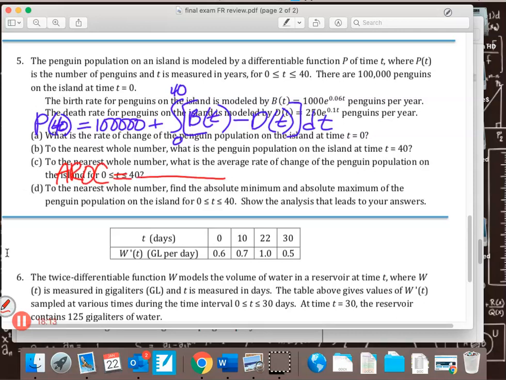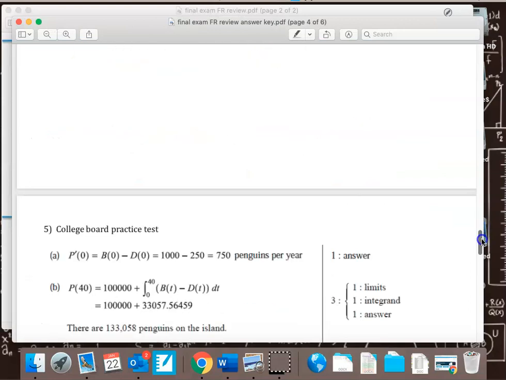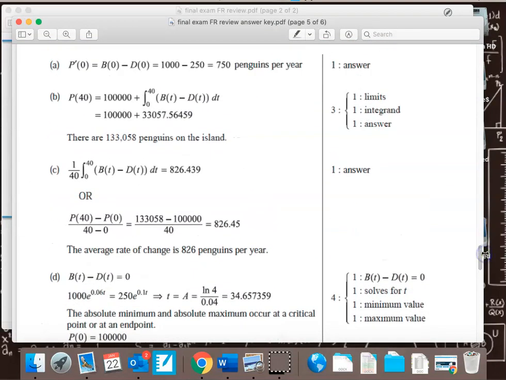would be the number of penguins at P of 40. I'll write it out. P of 40 minus P of 0 over 40 minus 0, right? So we'll put approximately 133,058 minus 100,000 over 40 minus 0. So it's whatever 33,058 over 40 is, which, so you get 826.45, but you had to round, so it was 826 penguins per year.